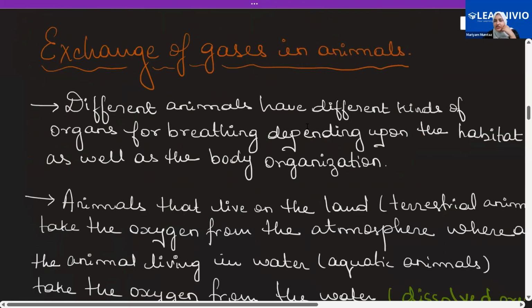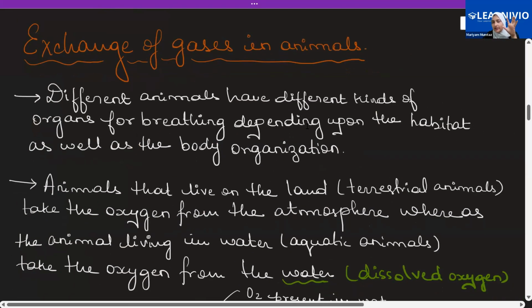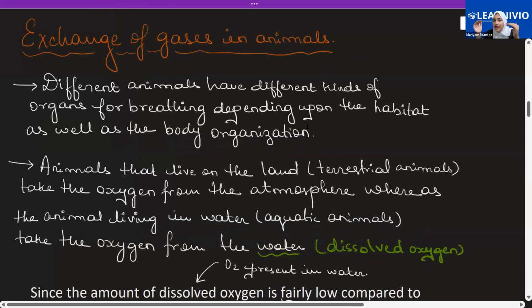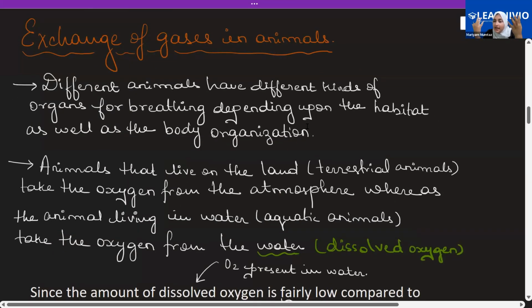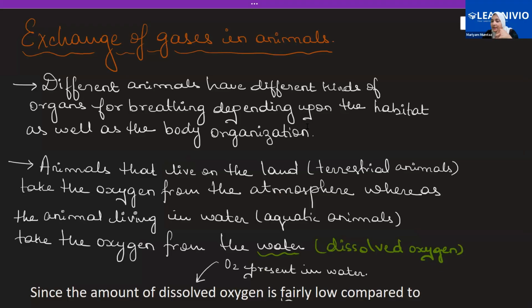Now let us see the exchange of gases in the case of animals. Now you know that animals, they are of so many different types. There are some animals that live on the land, some animals live in the water, right? So they have different habitats. So depending upon the habitats, they have different respiratory or breathing organs. So different animals have different kinds of organs for breathing, and that depends upon the habitat as well as their body organization, meaning whether they are lower organisms or higher organisms.